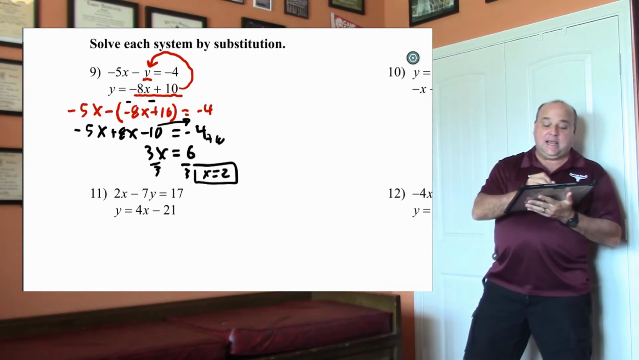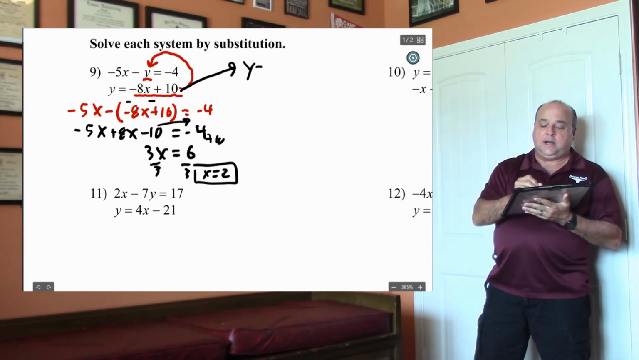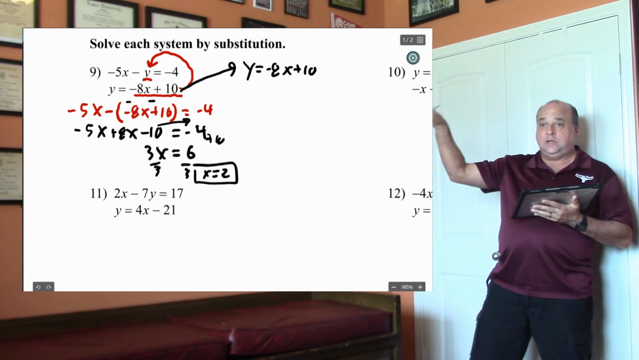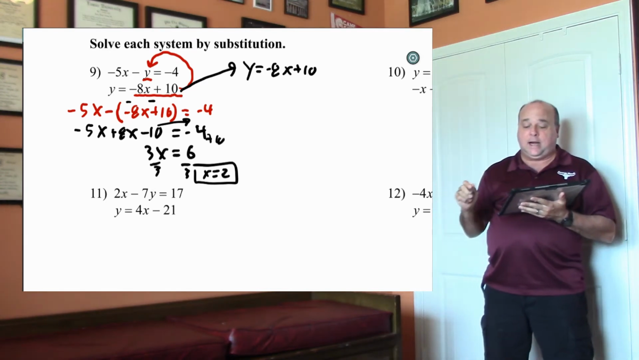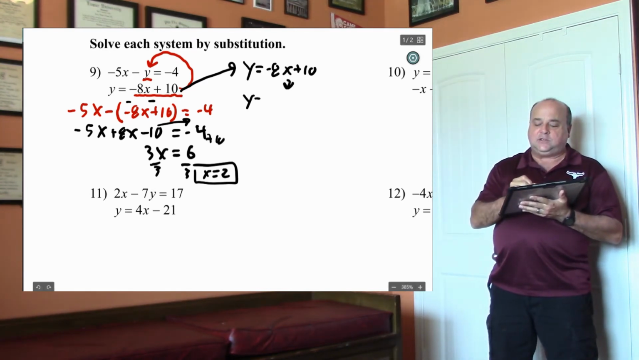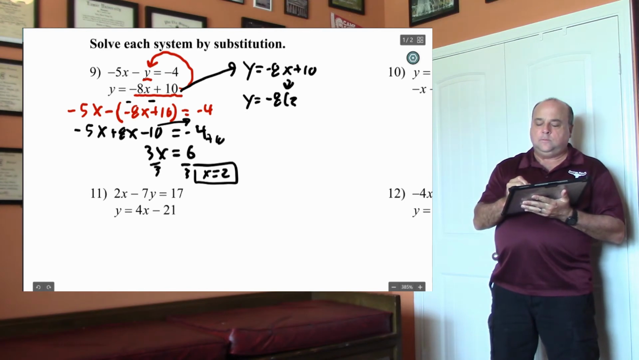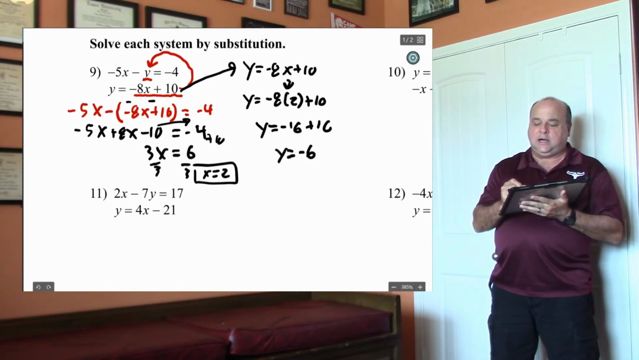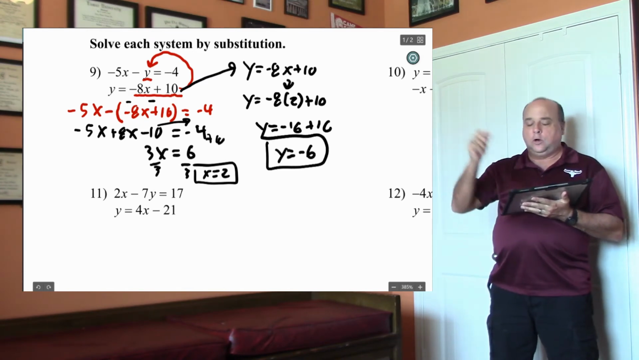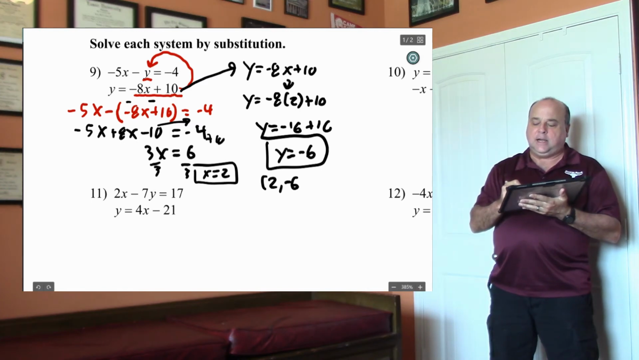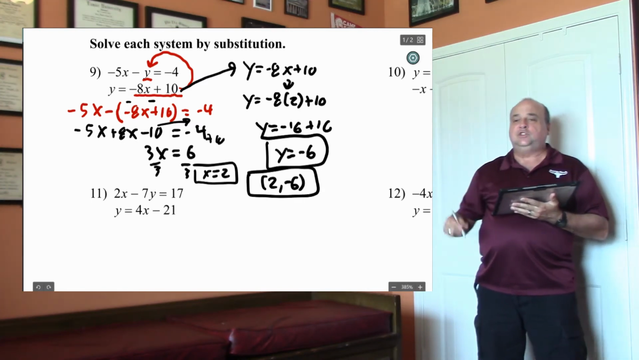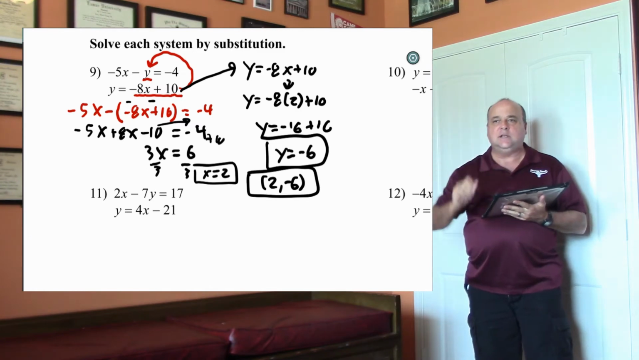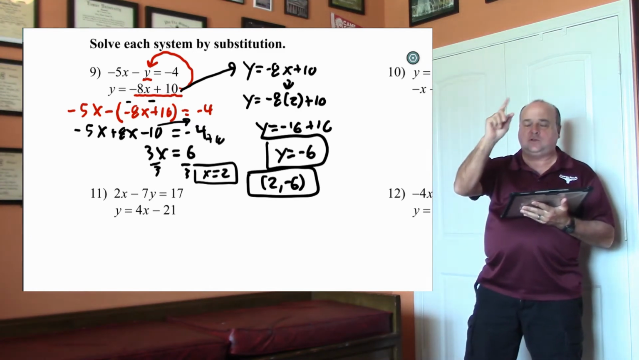Now then, I'm going to take the mx plus b and write it down here because it's easier to work with. When you substitute, always write your mx plus b equation to the right. I'm going to replace that x with 2. And I'm going to get y equals negative 16 plus 10, so y would equal negative 6. So my ordered pair would be 2, negative 6. So at 2, negative 6, the two lines intersect. That's the point where the lines cross.